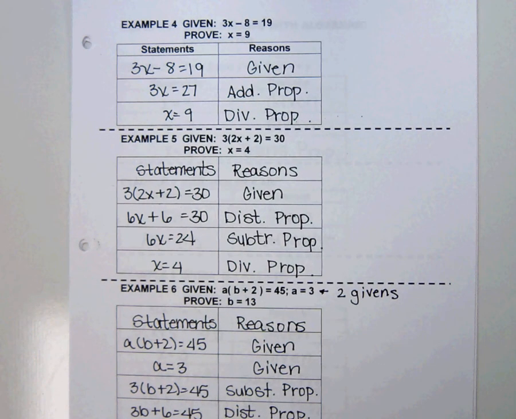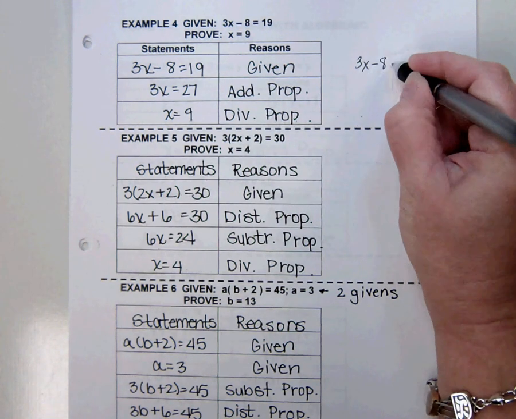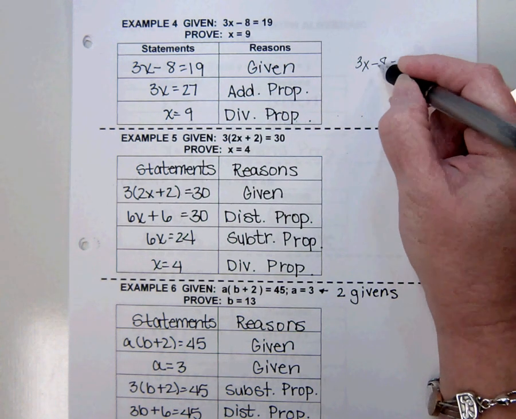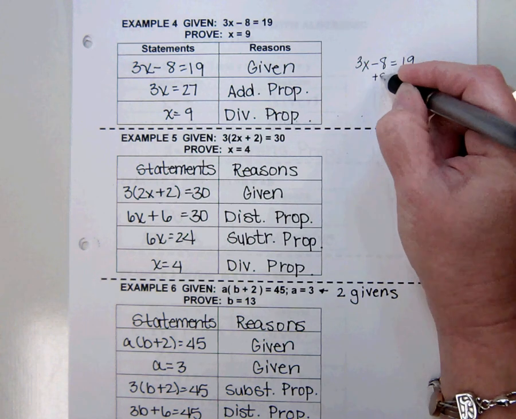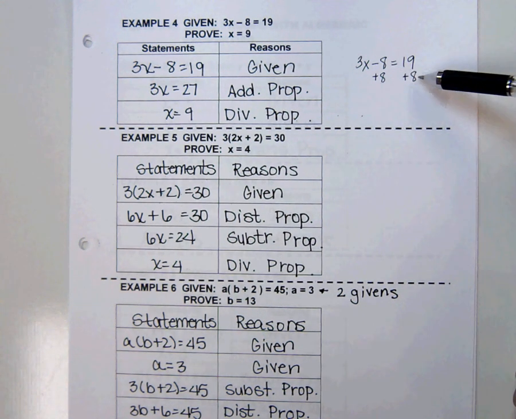Example 4. We're given that 3x minus 8 equals 19, and we want to prove that x equals 9. This one has three rows because the second row you're using the addition property. Now when you first start Algebra 1 and you learn about equations, your teacher might say you're balancing the equation by adding 8 to both sides.